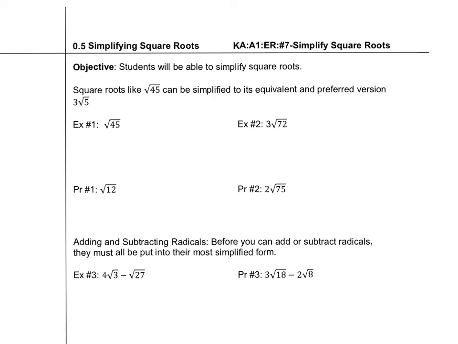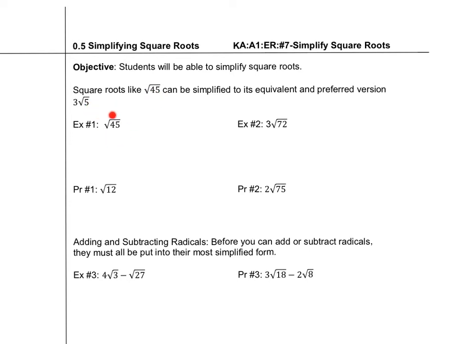Our 0.5 is simplifying square roots. This is a skill that we will use often in this class and math classes beyond this one. So the objective: students will be able to simplify square roots. Square roots like the square root of 45 can be simplified to its equivalent and preferred version of 3 square root 5. I'm going to explain how I do that in example 1. But it's just important for you to understand that if you can simplify these, you need to.